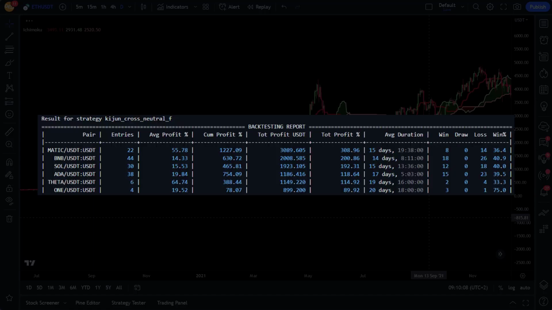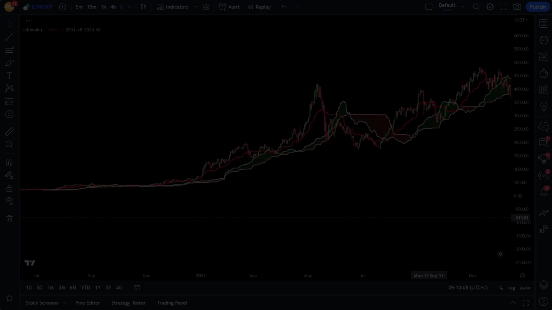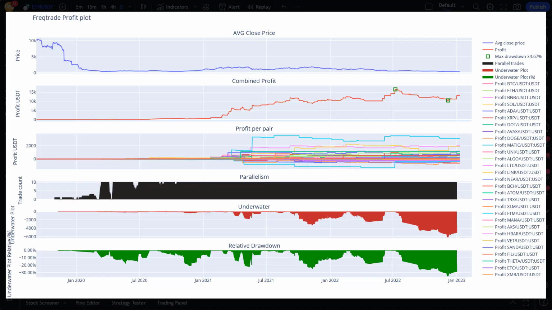Looking at the pairs and their win percentages, they also look pretty normal for crypto. Now, in real forex trading you probably would never have a 308% profit within 15 days. But in this crypto market it's pretty normal, especially when the bull phases arise. The most noticeable things about the profit chart of this variant are the steady profits, the parallelism and the vertical line of Matic.